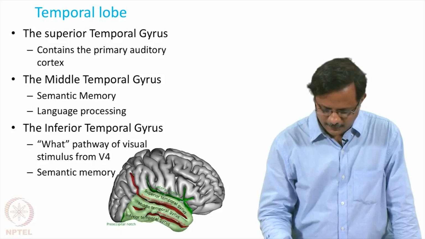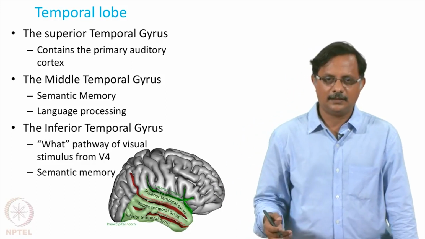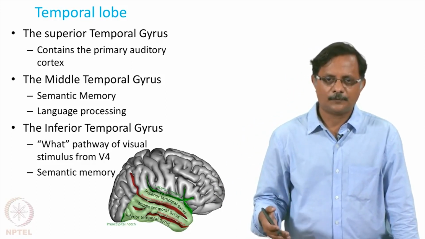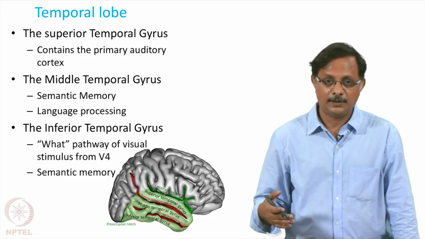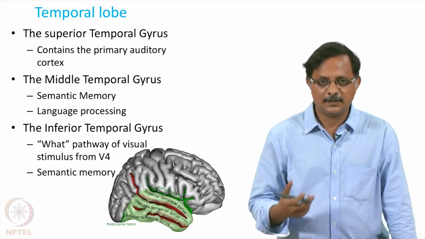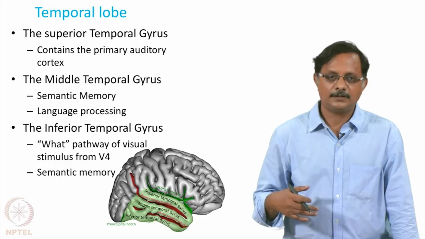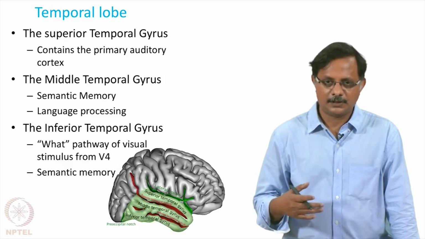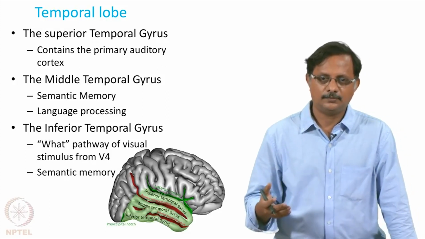Then let us go to the temporal lobe. The temporal lobe again has 3 different regions: the superior temporal gyrus, the middle temporal gyrus and the inferior temporal gyrus. The superior temporal gyrus, as we have already mentioned, has an area which processes sounds, called the primary auditory cortex. Then the middle temporal gyrus has areas which process semantic memory, or memory of words or names of objects, the verbal names of objects. So, it is also involved in language processing. And the inferior temporal gyrus, which is a part of the What pathway as you mentioned before, deals with representing whole objects, and it is also related to names of objects.